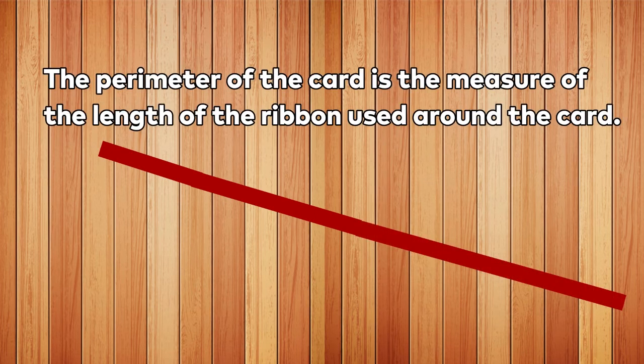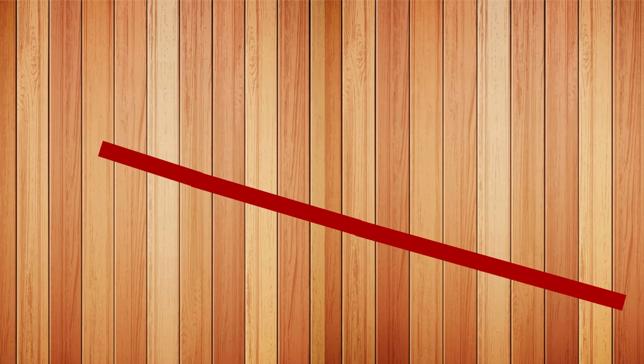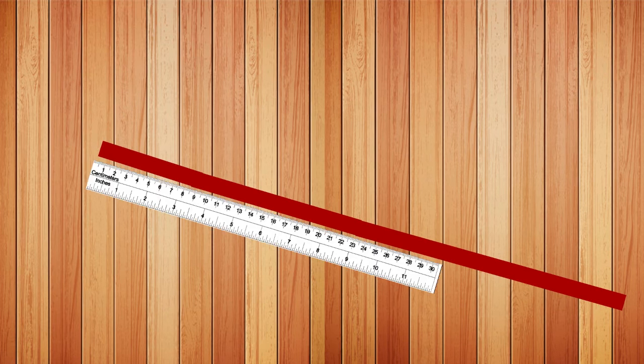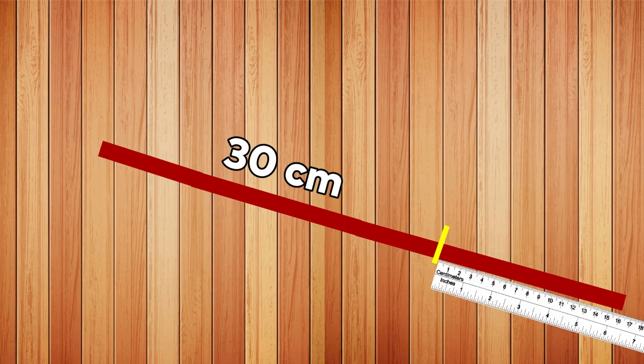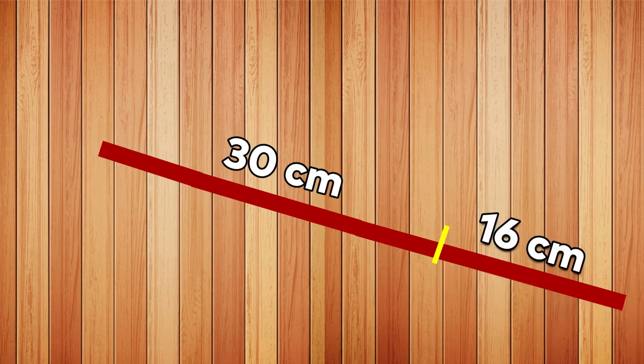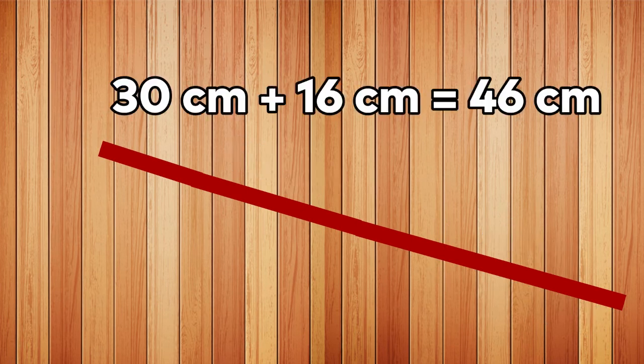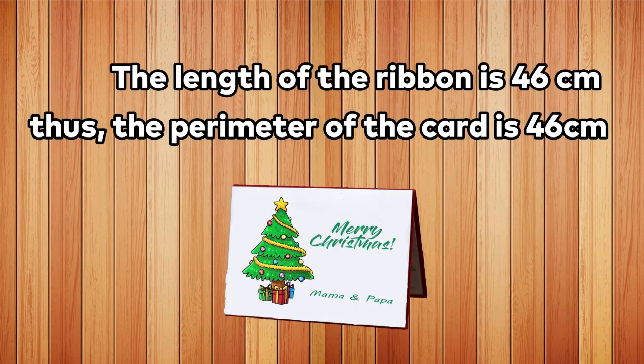The total length of the string used along the boundary is the perimeter of the shape. In our example, the perimeter of the card is the measure of the length of the ribbon used around the card. We can use a ruler to measure its length. The length of the ribbon is 46 centimeters. Thus, the perimeter of the card is 46 centimeters.